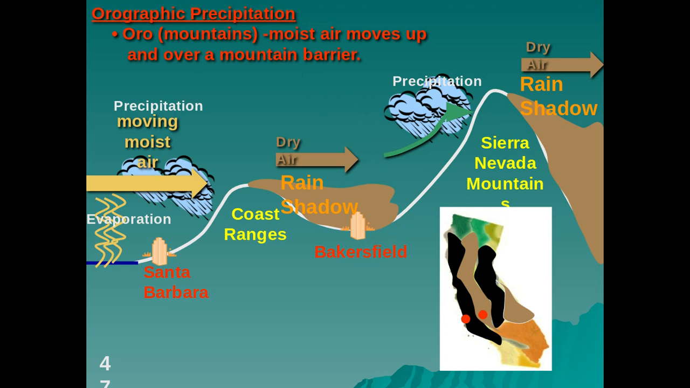So for exam purposes, one should be able to draw this cross-sectional view of California, and in your own words, explain what happens to a parcel of air as it leaves the ocean and makes its way across the state of California. And you should be able to incorporate why clouds form using adiabatic processes and relative humidity and dew point concepts.